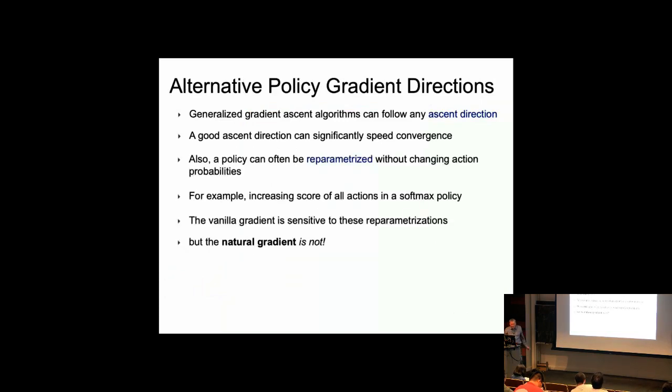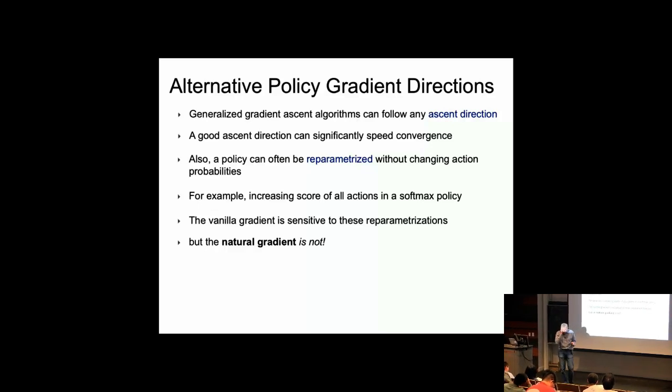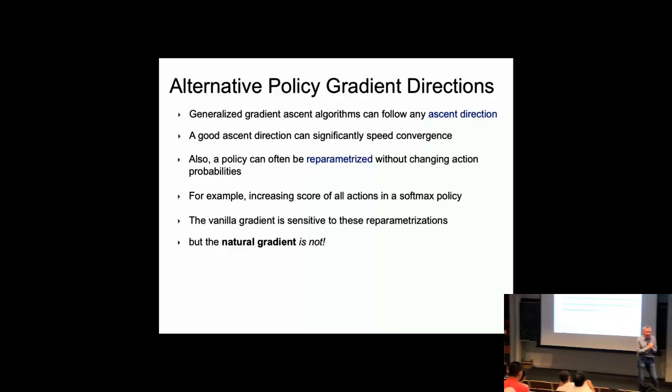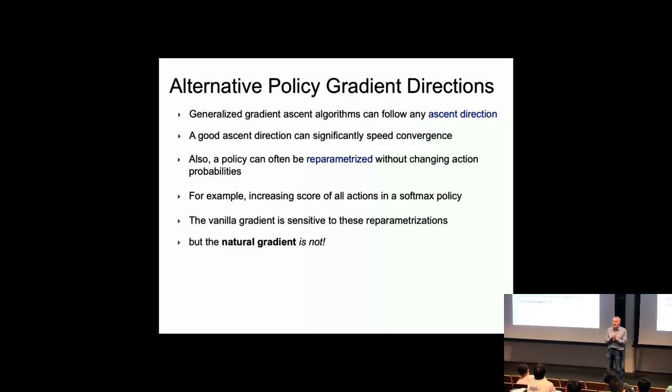Okay, so the final idea I want to introduce today is the idea of a natural gradient. I think we will say more about this as we get into more robotic kinds of applications. But the idea of a natural gradient is based on observing that the gradient we calculate depends on how we parameterize the policy.